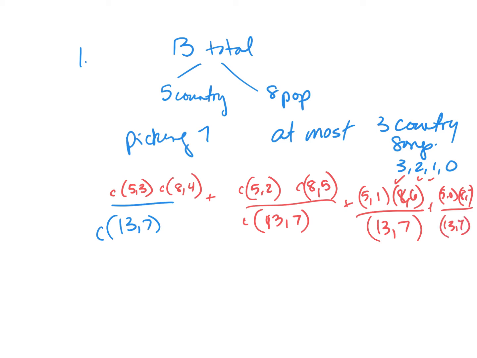Now, if there were only 6 country, we couldn't do that last one because we couldn't do 7 country and 7 pop. If there were only 6 pop, we couldn't do that last fraction. So pay attention to that too, okay? And it would give you an error message when you try to do it.